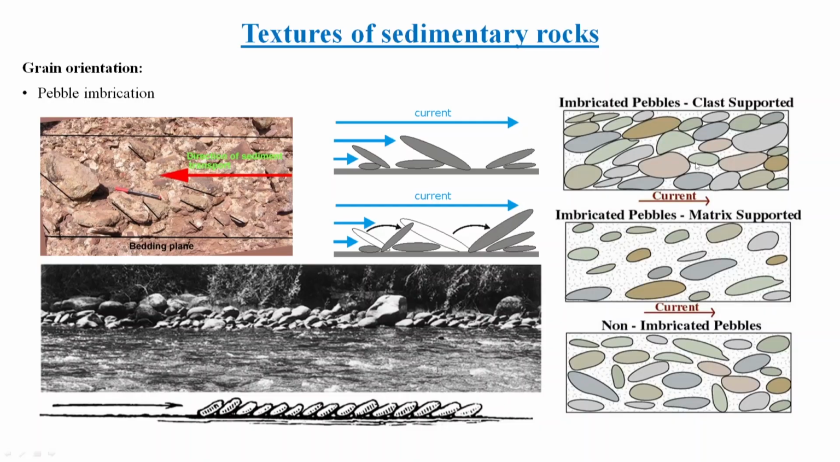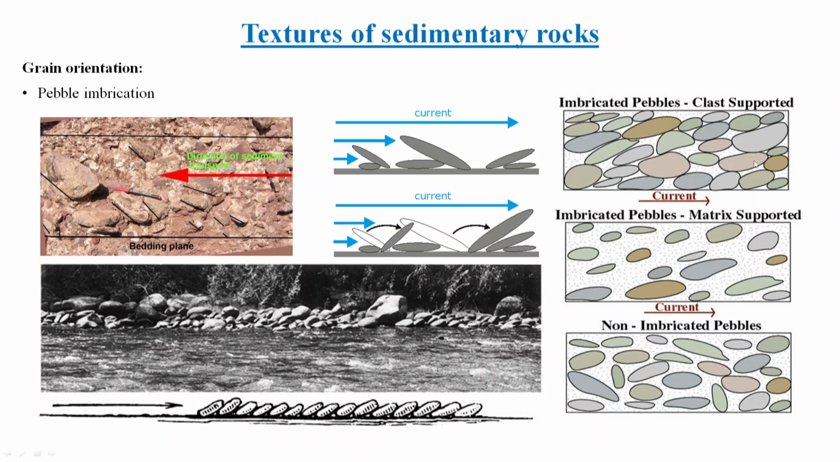So, based on this you can find out, even if you are looking at a deposit where there is no transporting medium nearby, what the paleocurrent direction was, meaning what the current direction was during the time of formation of that particular sedimentary sequence. So, based on this pebble imbrication, you can have an idea about the paleocurrent direction.